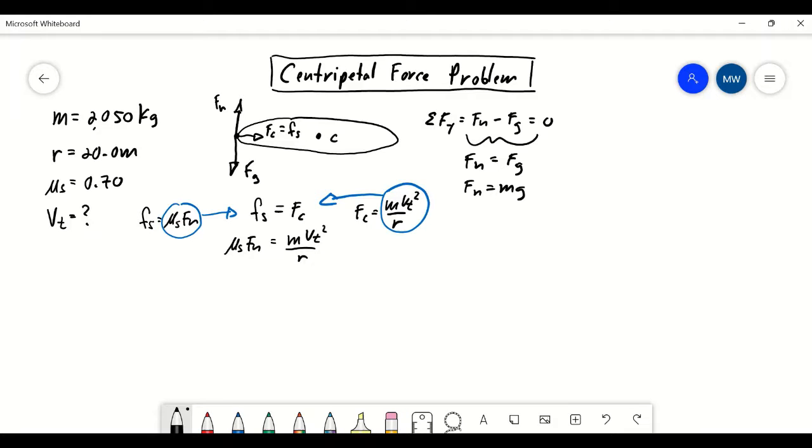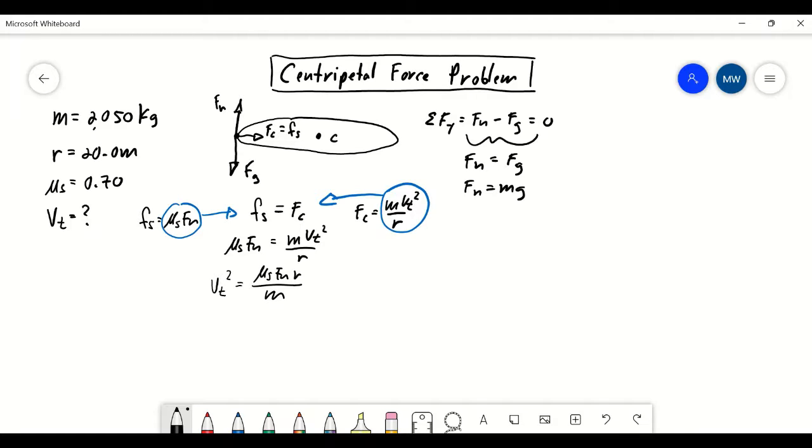So if we rewrite this, we have mu s times Fn equals m vt squared over r. So now I just want to rearrange this equation and solve it, we'll first do it for vt squared. So what I can do is multiply by r and then divide by m. So I would end up with mu s Fn times r divided by m.